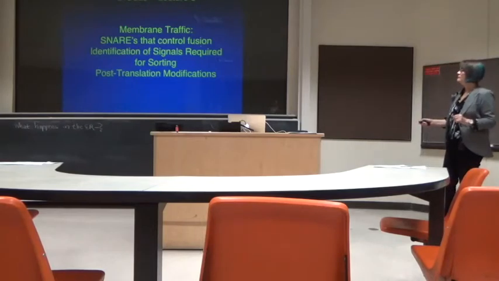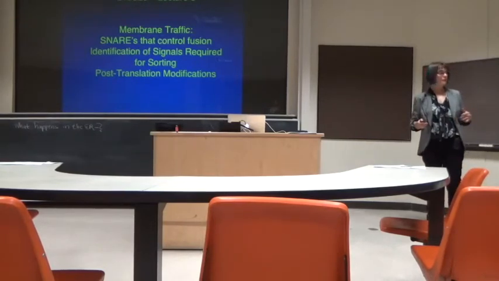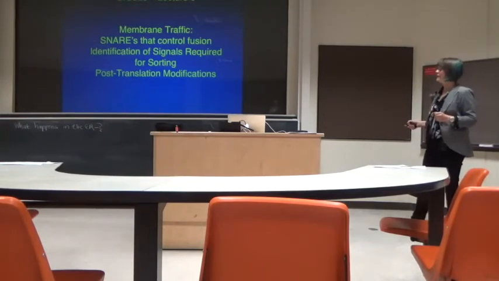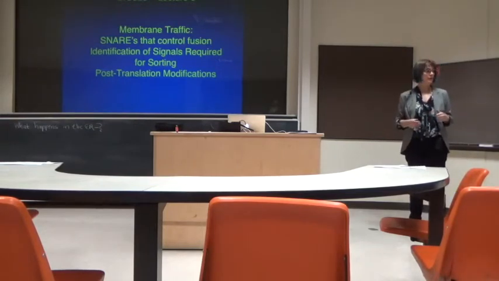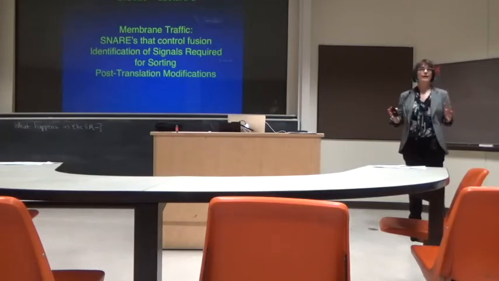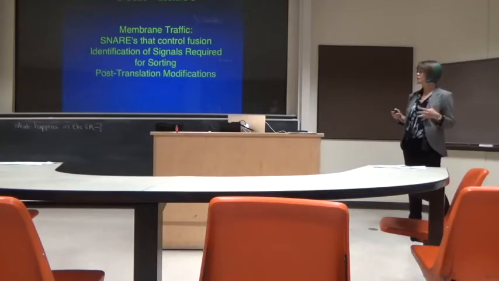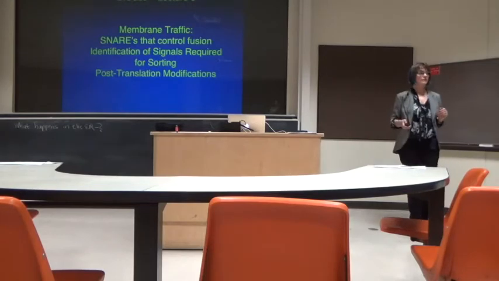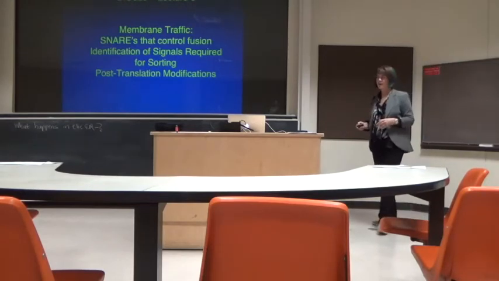So we're going to first review snares a little bit, where we ended the last class. Then we're going to talk about the identification of signals required for sorting. Because once you leave the endoplasmic reticulum, you can go to different compartments. And we'll look at what signals on proteins determine how they're sorted. And then I hope we get to post-translational modification. Well, we definitely will, because we'll get to that.